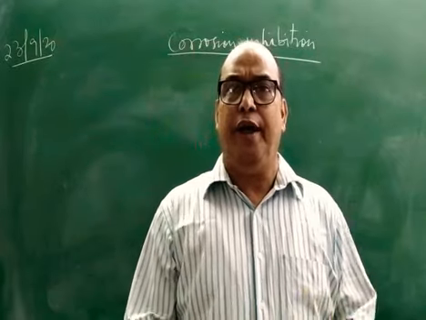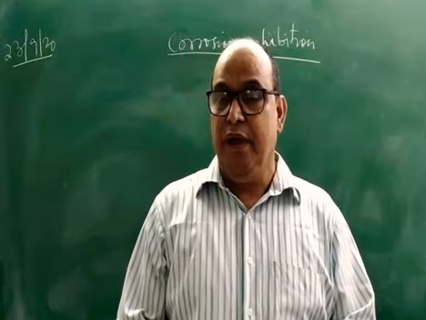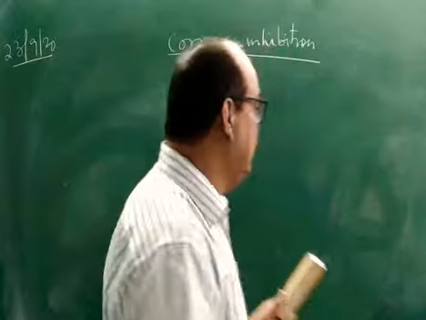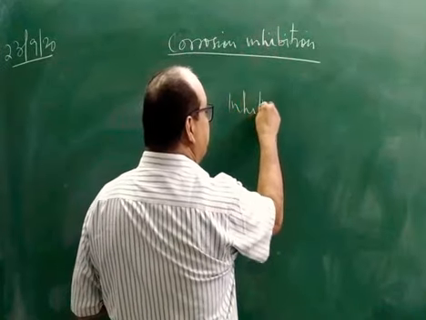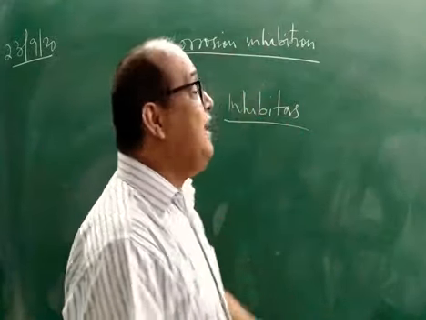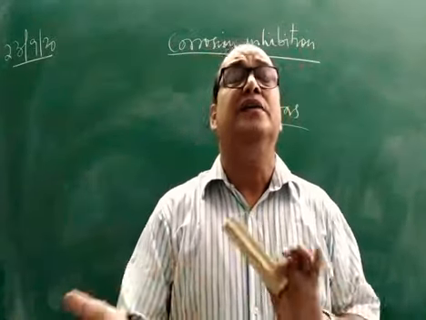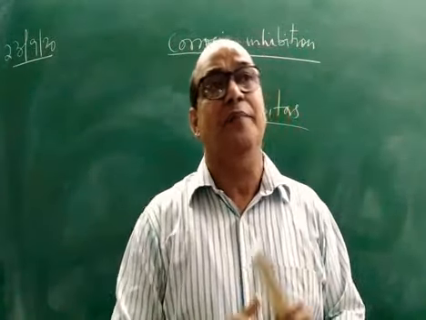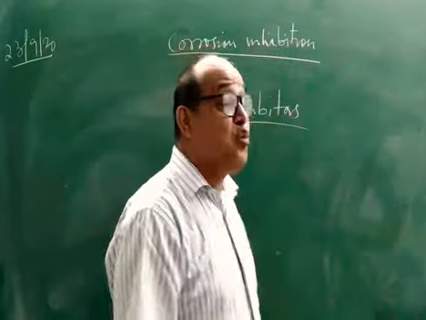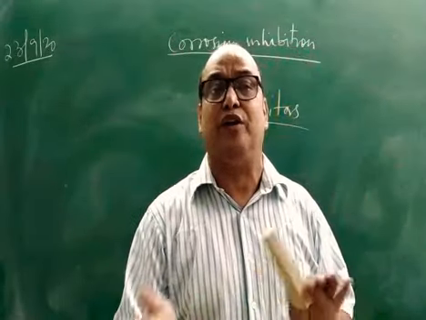Today we are going to discuss corrosion inhibition. This can be done by using some inhibitors. Try to understand that. If anybody asks what is corrosion inhibition, then you have to tell it is a process in which certain kinds of chemicals are used to reduce the rate of corrosion. But if anybody asks what you mean by inhibitors, they are the substances being used to reduce the rate of corrosion.